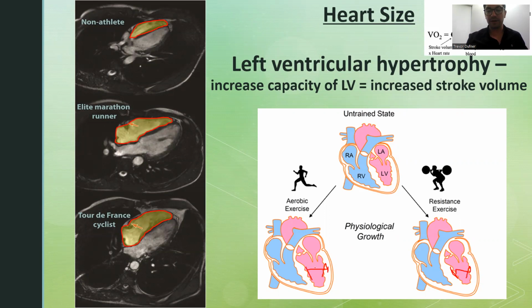So in aerobic training, not only are you increasing the amount of blood that can sit in the ventricle, but you are also increasing the musculature around it so it can eject more forcefully and push out more blood, hence a higher stroke volume.